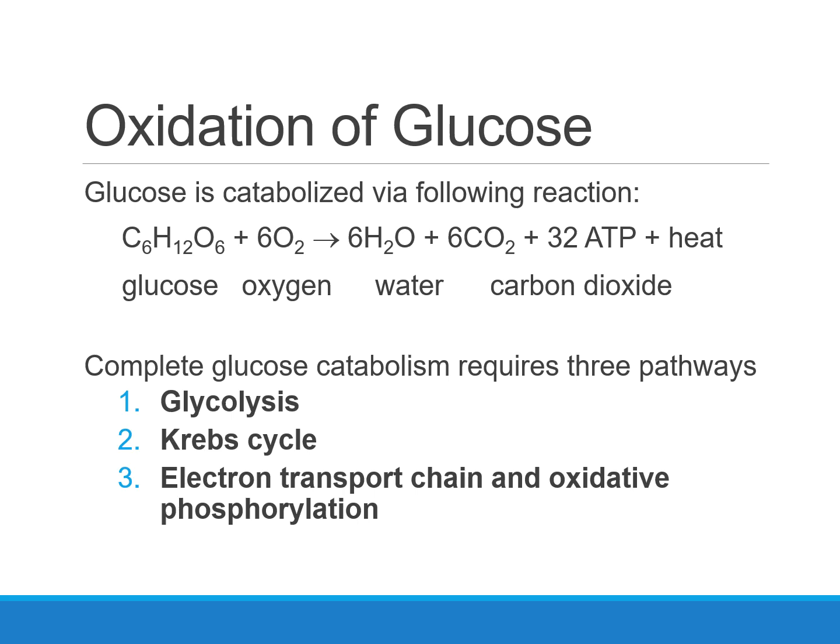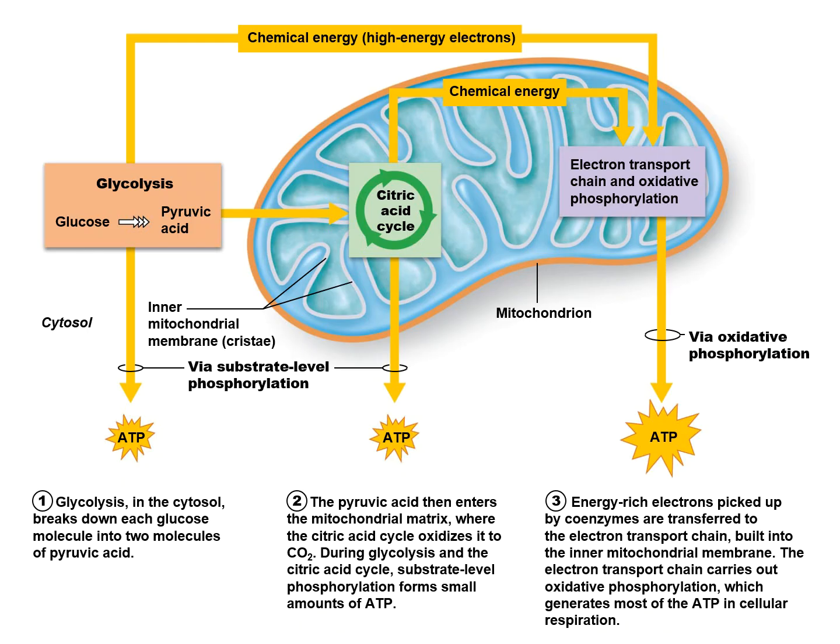Complete glucose catabolism, or the breakdown of a glucose molecule, requires 3 pathways. The first one's called glycolysis. The second is called Krebs cycle. Some books call it the citric acid cycle. When we get into microbiology, we call it the tricarboxylic acid cycle or the TCA cycle. They all mean the same thing. Some people call it the Krebs citric acid cycle. So lots of ways to term that. It's the step in the middle. And then the electron transport chain and oxidative phosphorylation.